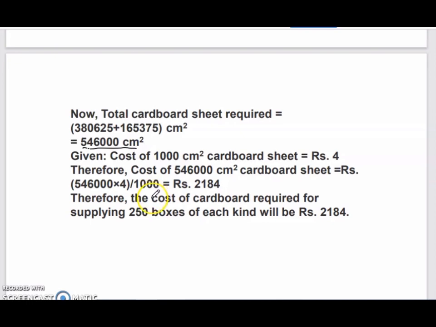546,000 centimeters square. Now it is given that for 1000 centimeters square, the cost is rupees 4. It's important to note that it's for 1000 centimeters square, rupees 4. So for 546,000 centimeters square, what will be the cost? It will be 546 multiplied by 4 actually, which is 2184. So this will be the total cost.